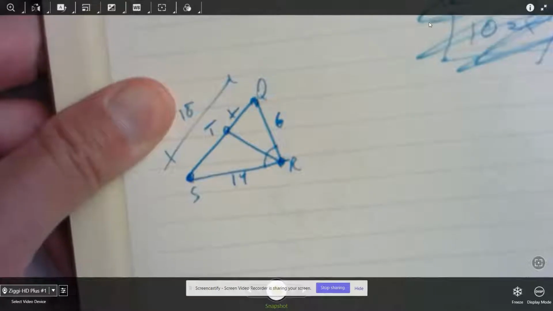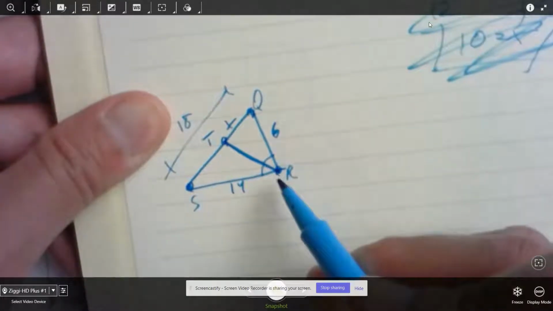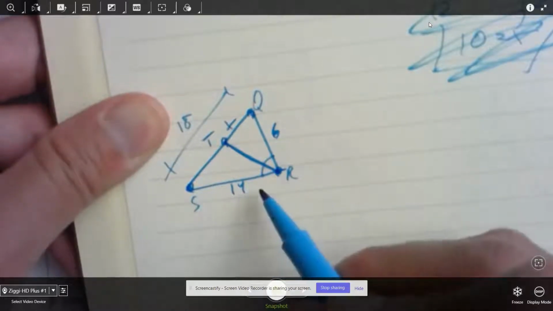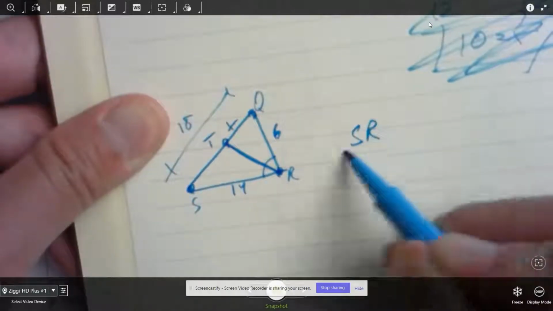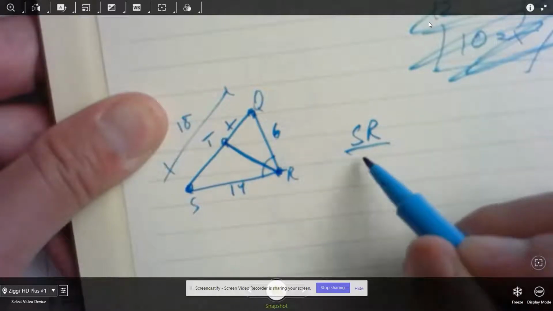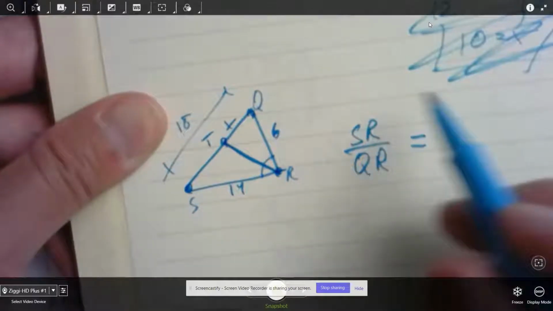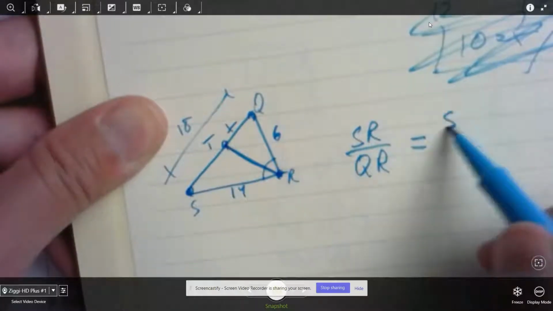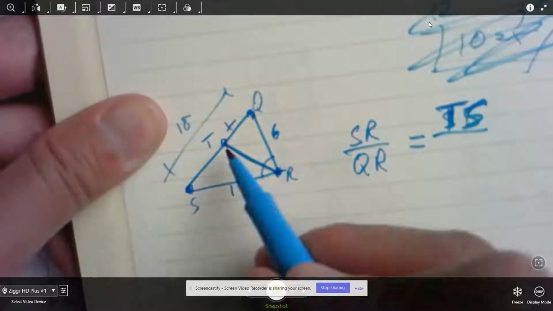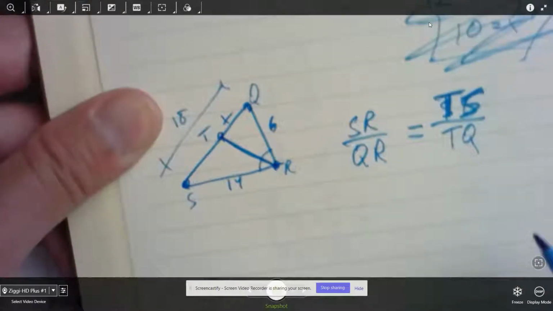So let's write that out. I know that because of this angle bisector, RT, it cuts this into proportional sides, such that you'll have a ratio between two corresponding sides, SR and QR, and they will be proportional to another ratio of the other two corresponding sides, ST or TS. I'm sorry, if you want to do it from TS to TQ or QT. Okay. Now SR, not a big problem.